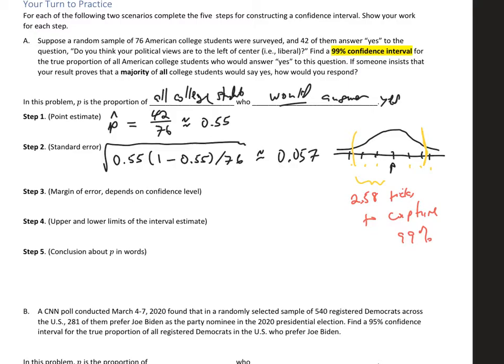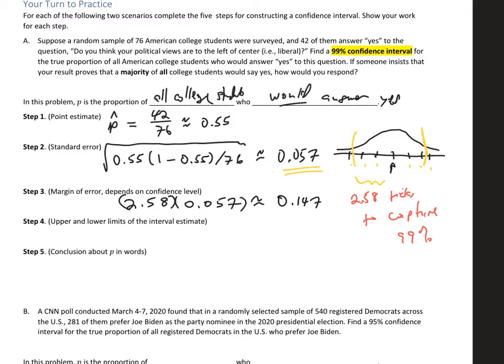We'll always have those available to us, and we just want to make sure we understand what we're looking at. So if you know it's 2.58 tick marks in either direction, and you know each tick mark is this big, then you know how far to go out in each direction. It's just the magic z-score, 2.58, times the size of 1 tick mark, 0.057. We multiply those two things together, we get approximately 0.147.